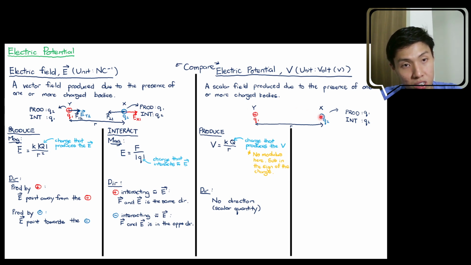So this position has an electric potential, and Q2 is interacting with it. The electric potential it is interacting with is actually produced by Q1. So to study the interaction, we need to understand what the response of the interaction is.